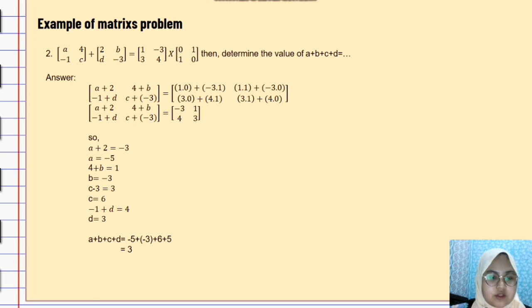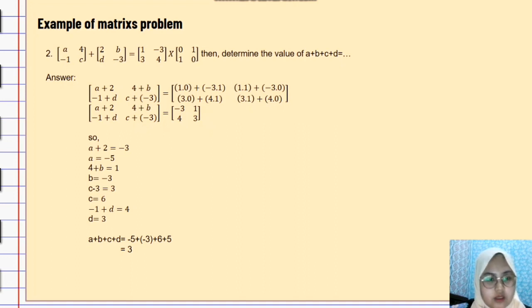The brackets A plus 2, 4 plus B, minus 1 plus D, C plus minus 3, equal the brackets 1 times 0 plus minus 3 times 1, 1 times 1 plus minus 3 times 0, 3 times 0 plus 4 times 1, 3 times 1 plus 4 times 0. Equal the brackets A plus 2, 4 plus B, minus 1 plus D, C plus minus 3, equal the brackets minus 3, 1, 4, 3.